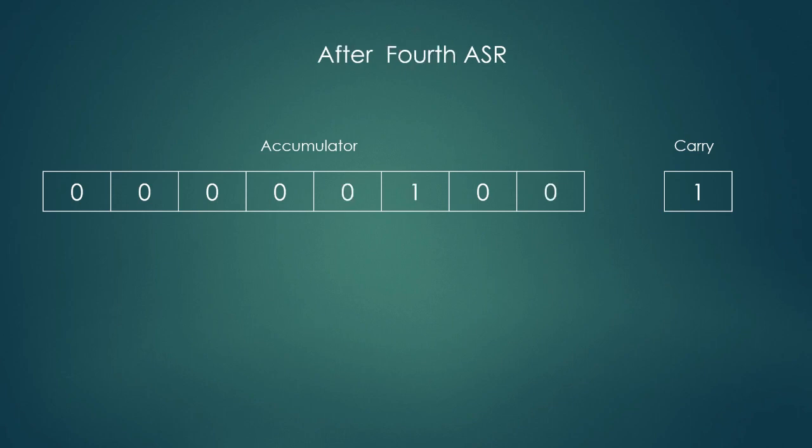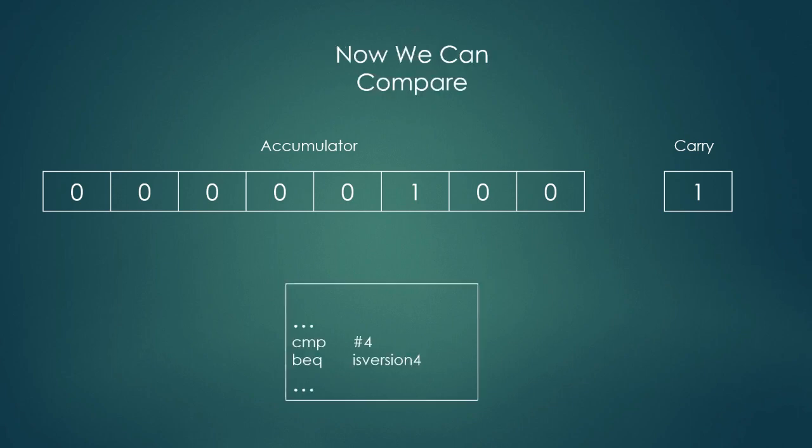After our fourth ASR instruction, we have all the bits in the right position, and we're ready to do our compare. Now we are ready to perform our comparison, and you can see that we're doing a comparison against the immediate value 4 and branching to is version 4 on the correct version number.